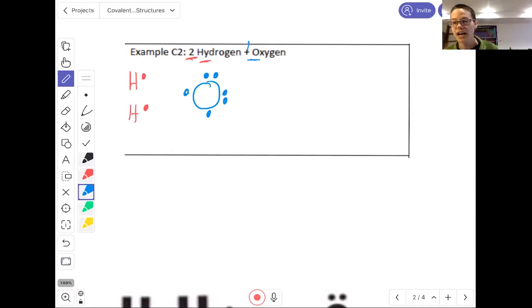So if you look at the oxygen, can you see that it's got 2 sides that are incomplete? So this guy's got space right here, and it's got space right here. In those 2 spots, it can fit in and share more electrons.